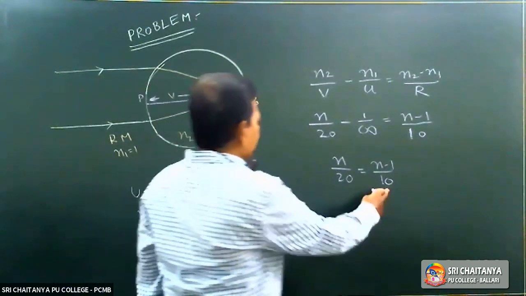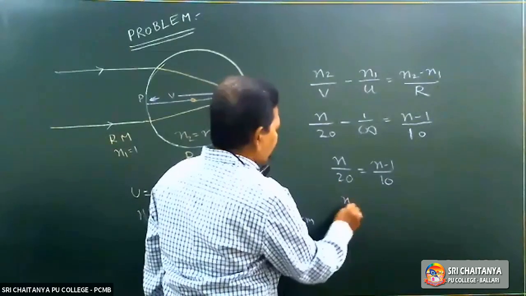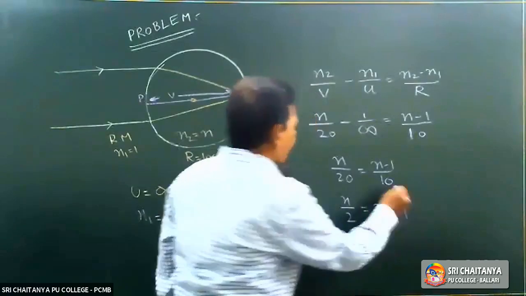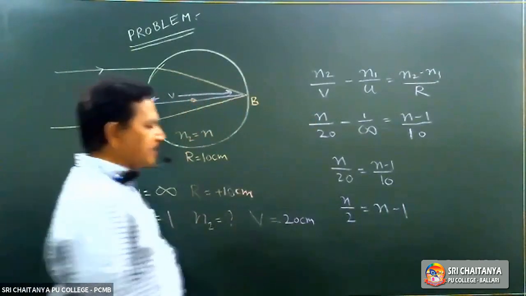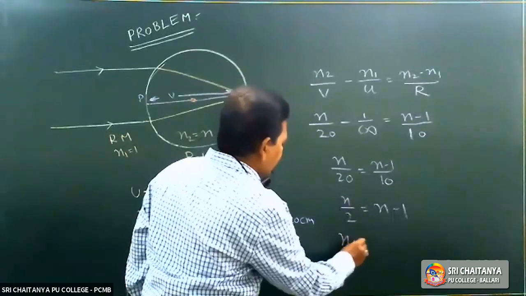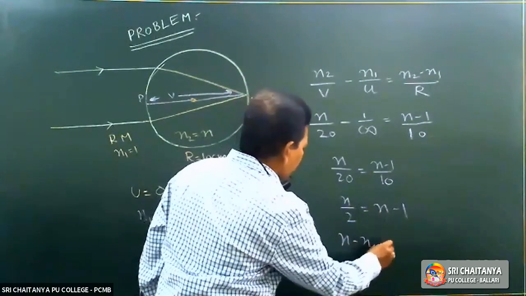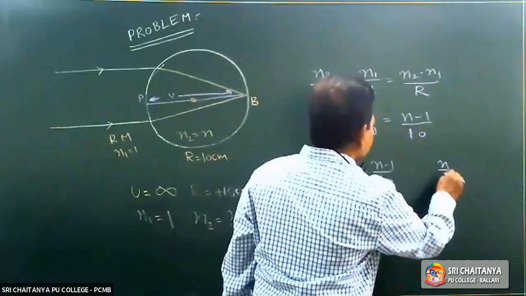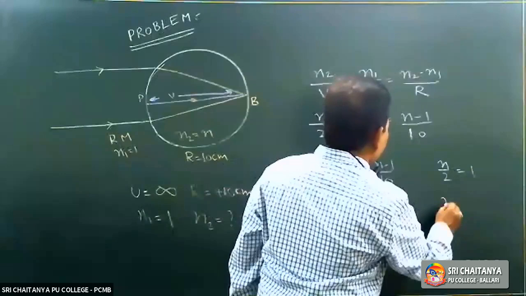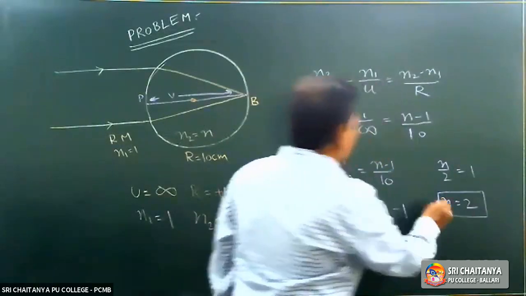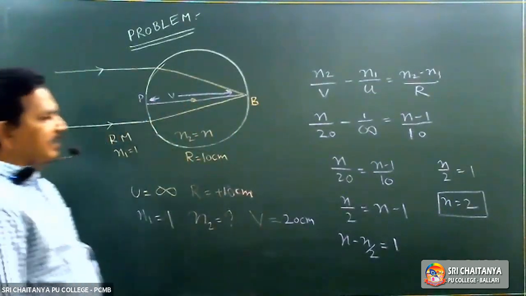10 ones are 10, 10 twos are 20. So N by 2 is equal to N minus 1. Minus 1 comes to this side, N by 2 goes to that side. N minus N by 2 is equal to 1. N by 2 is equal to 1. So N is equal to 2. The refractive index of the sphere is 2.